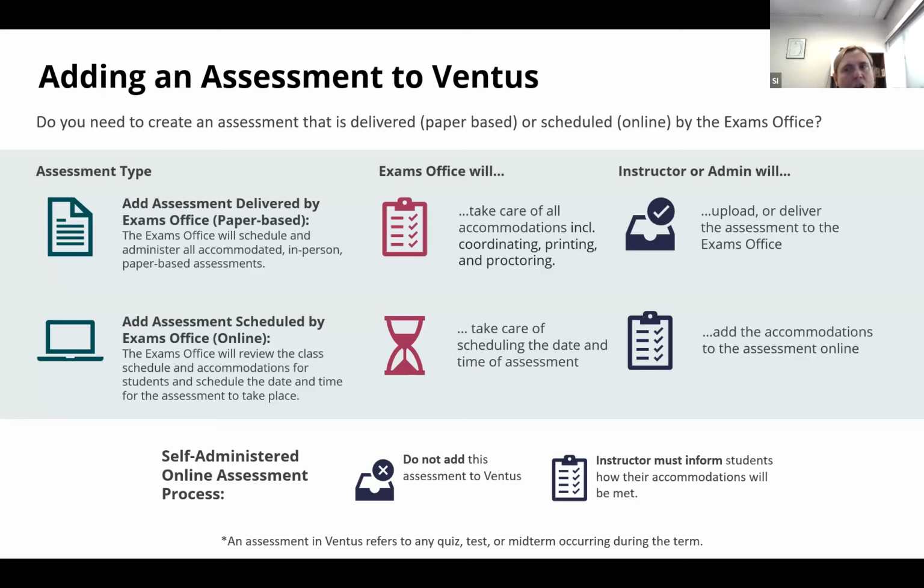And as an instructor, you will add the accommodations to the assessment online. So if you're using an on-cue quiz, for example, you're going to add that special access to give them the extra time. And then the last type of assessment is self-administered online assessment. And in this case, you're not going to add the assessment to Ventus. And as an instructor, you must inform students how you are going to meet their accommodations.